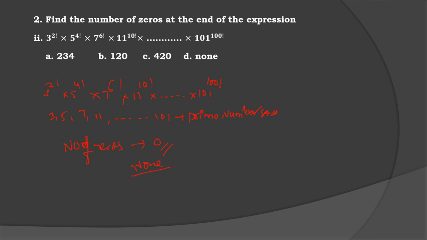According to our concept, from 2 into 5 combinations we get a 0, but here we have 5 multiples and we don't have any 2 multiples. So the number of zeros of this expression equals 0. The answer is none, right? I hope all of you are clear about it.